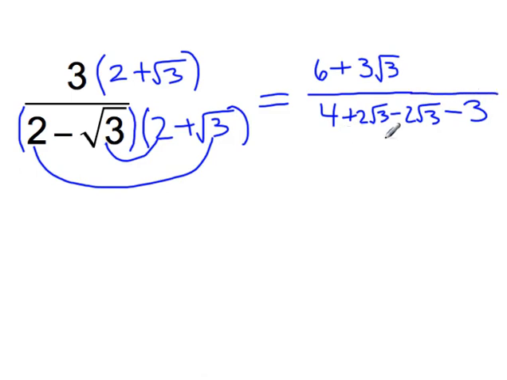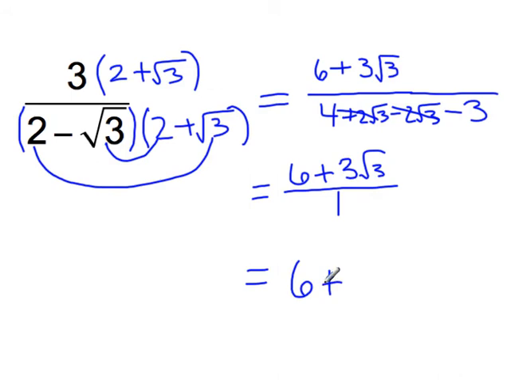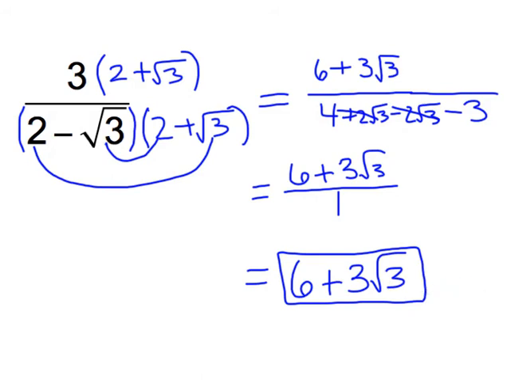Now when I simplify this, I'm going to have 6 plus 3 square root 3 over, these are going to cancel each other out. 4 minus 3 is 1. One other way to write this would be 6 plus 3 square root 3. Because when you have something over 1, you don't have to write the over 1. So that would be the simplified form of that fraction. No radicals in the denominator.